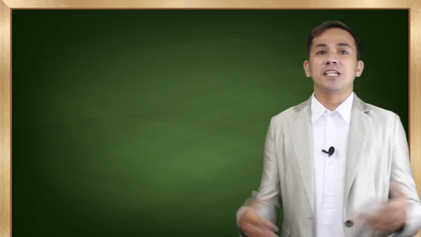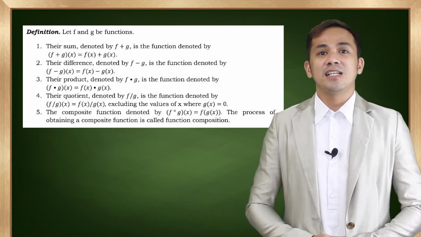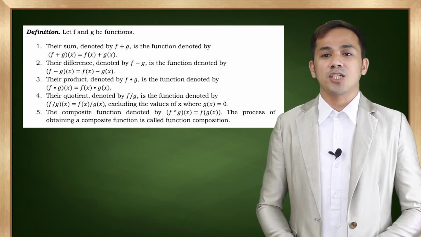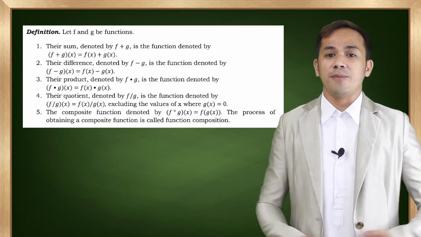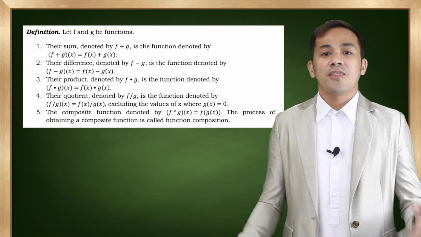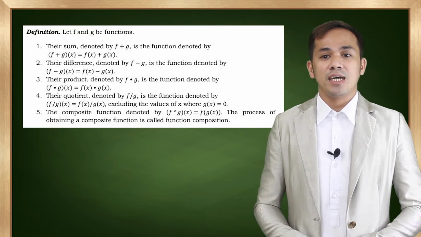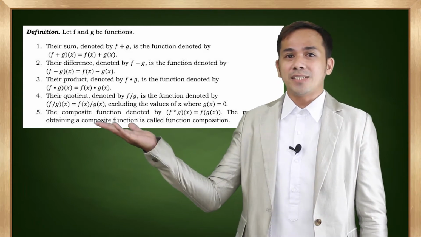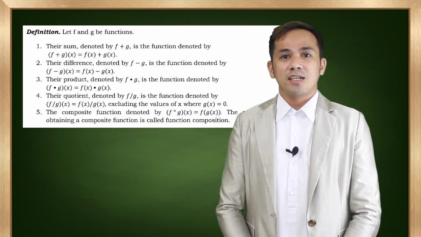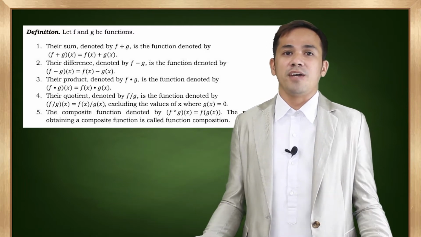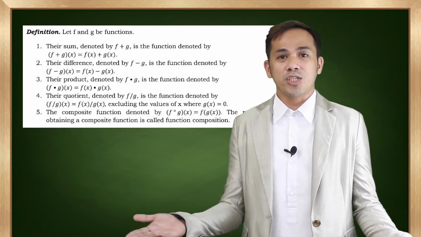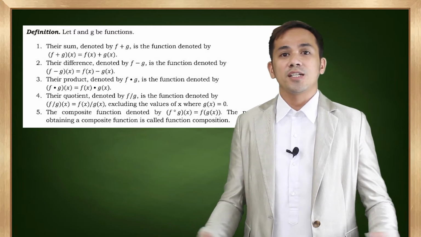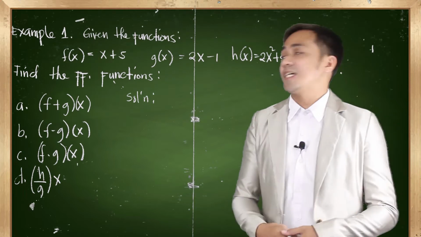Operations on functions can be written in different forms. Let us consider letters f and g as functions. Their sum, denoted by f plus g of x, is the function denoted by f of x plus g of x. Their difference, denoted by f minus g, is the function denoted by f of x minus g of x. Their product, denoted by f times g, is defined as f of x times g of x. And lastly, their quotient is defined as f over g of x equals f of x over g of x.